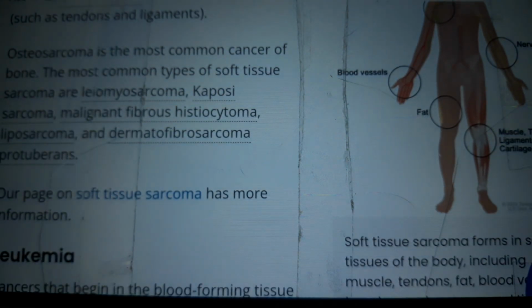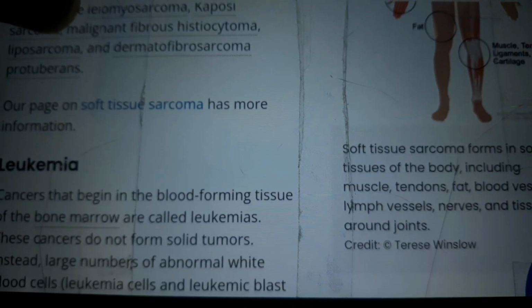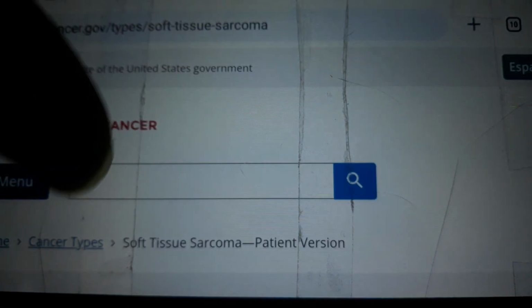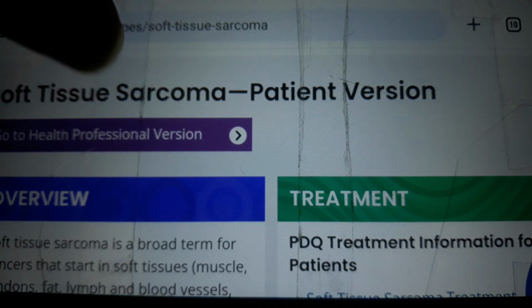Osteosarcoma is the most common cancer of bone. The most common types of soft tissue sarcoma are leiomyosarcoma, Kaposi sarcoma, malignant fibrous histiocytoma, liposarcoma, and dermatofibrosarcoma protuberans. The page on soft tissue sarcoma has more information, so here we go on soft tissue sarcomas. Soft tissue sarcoma, patient version.